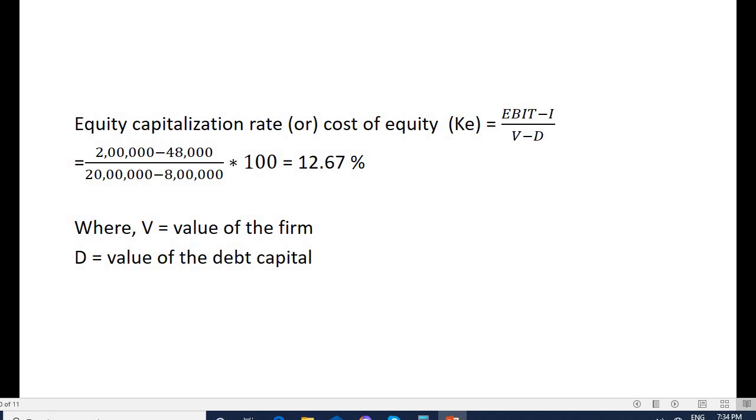So students, this is about the net operating income approach, where the level of debt has no connection with the cost of capital or value of the firm. All three are independent. So it is the opposite theory of the net income approach. NOI is opposite to the NI approach.